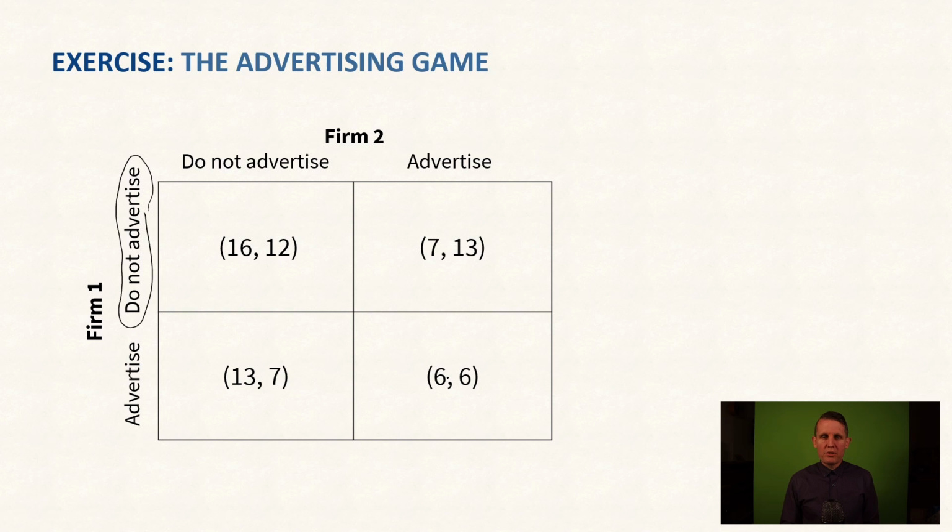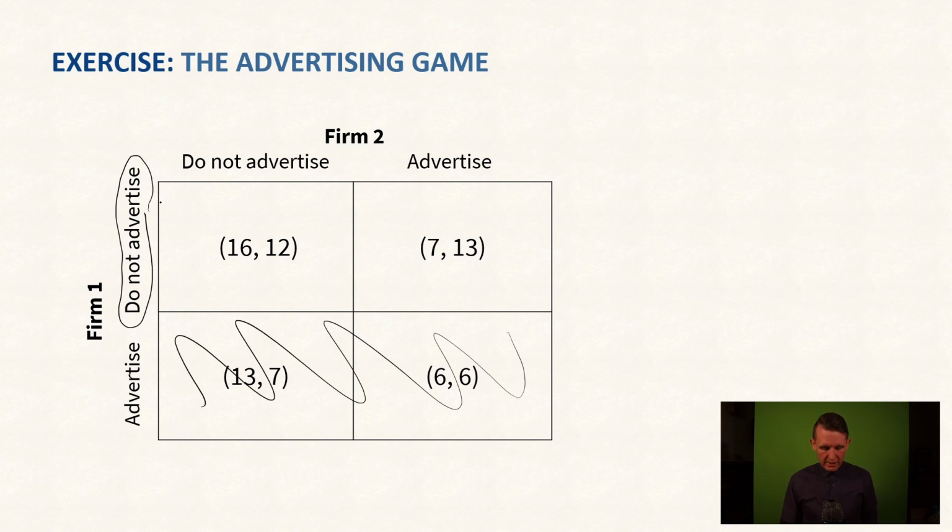So there's no clearly dominant strategy here. However, what firm 2 can do is reason about what firm 1 would do. If firm 2 assumes that firm 1 is rational and self-interested, which, as you recall, is one of the assumptions of normal form games, it would reason that firm 1 is going to choose do not advertise because it's a dominant strategy. So firm 2 can effectively eliminate this row of the game.